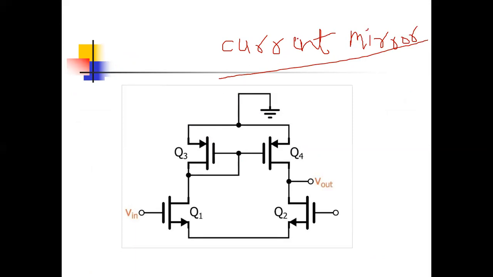We are copying the same current from one device to the other, and the main thing is we are controlling the current in such a way that the main output current is not disturbed. That is constant.